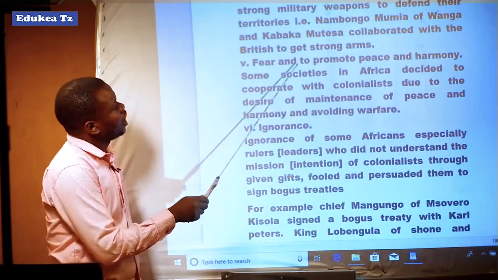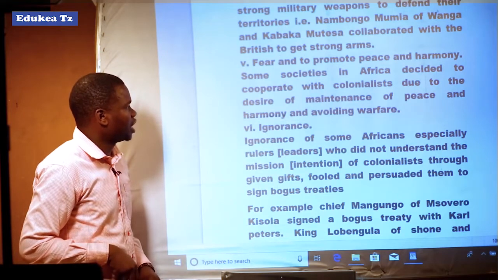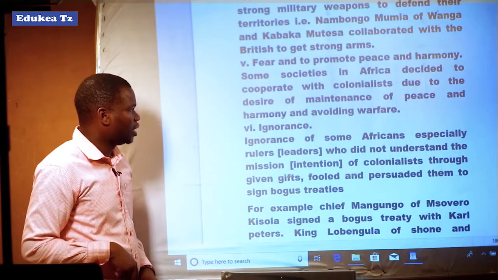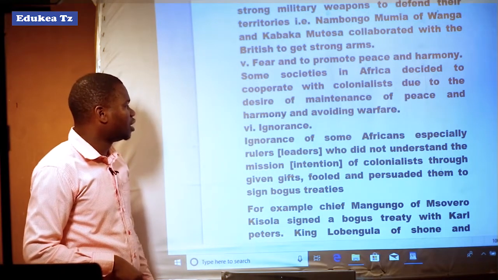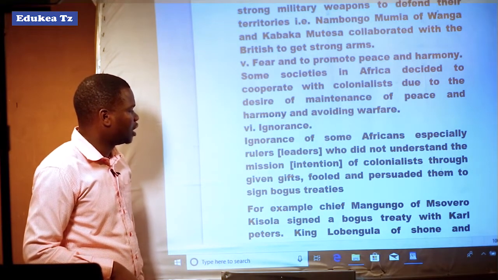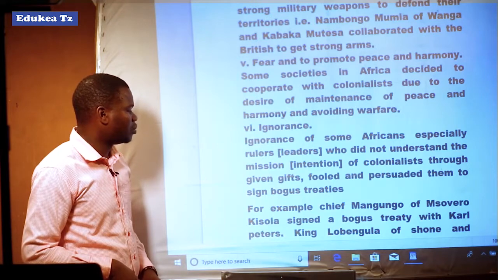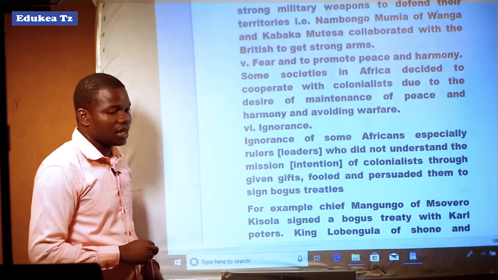Another point was fear and the desire to promote peace and harmony. Some societies in Africa decided to cooperate with colonialists due to the desire to maintain peace and harmony and avoid warfare. Another point was ignorance. Some African rulers or leaders did not understand the mission or intention of the colonialists, who gave them gifts, fooled them, and persuaded them to sign bogus treaties. That is why they decided to collaborate with the Europeans or colonialists.